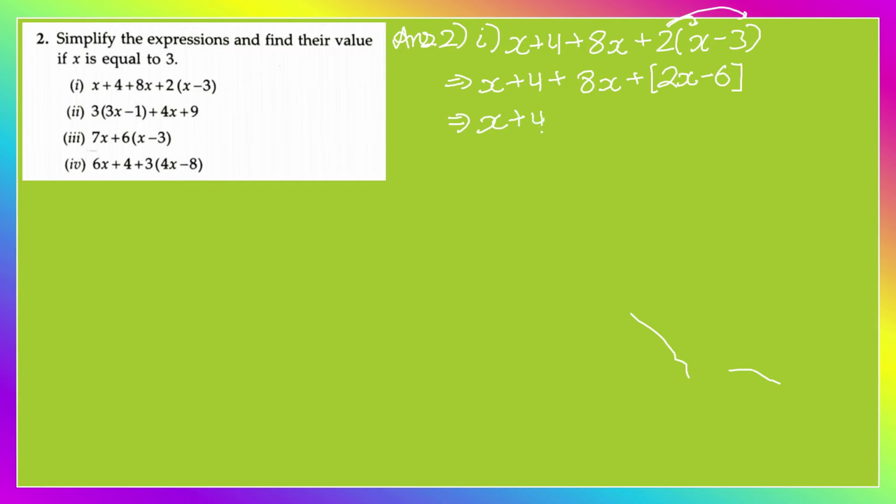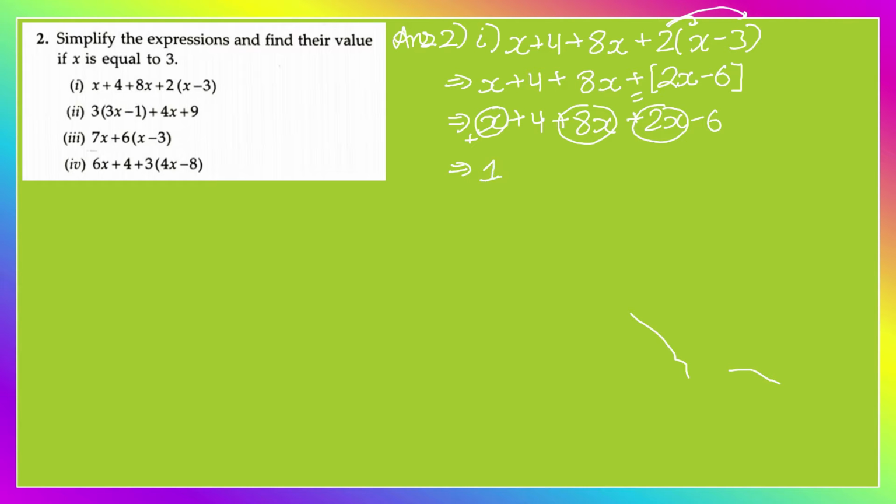We have x plus 4 plus 8x plus 2x minus 6. As there is a plus sign, I can open the bracket directly. Now as you can see, we have like terms. Plus x plus 8x will become 9x. 9x plus 2x will become 11x.